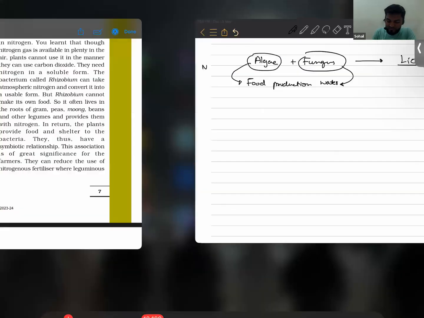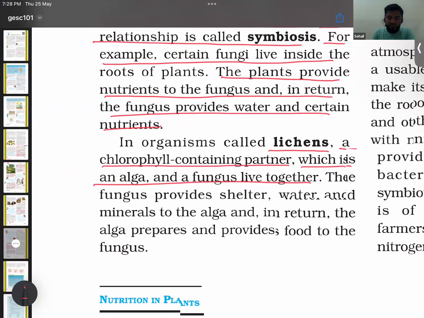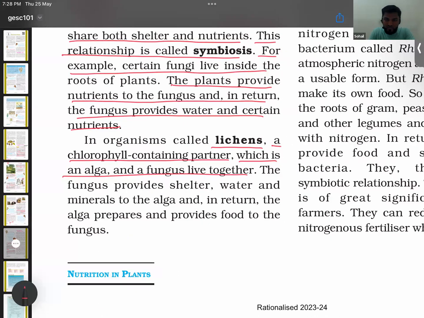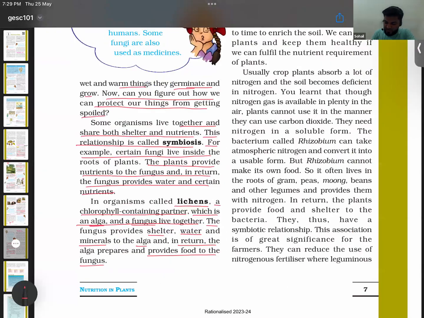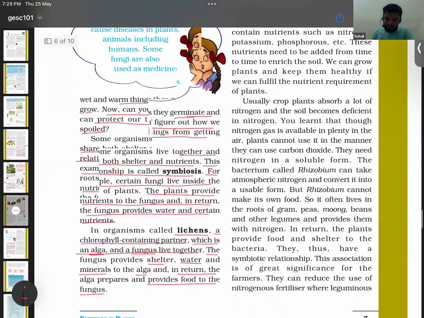Okay, Mafaz. Yes. So what are lichens? The lichens are chlorophyll containing partners. They are the relationship between a fungus and an alga where they live together. So the fungus provides shelter and water and minerals to the alga, and in return this alga prepares the food and provides it to the fungus. I guess there must be a figure of lichen here. No, there's no figure of lichen here. In the next class I will show you the figure of lichen.